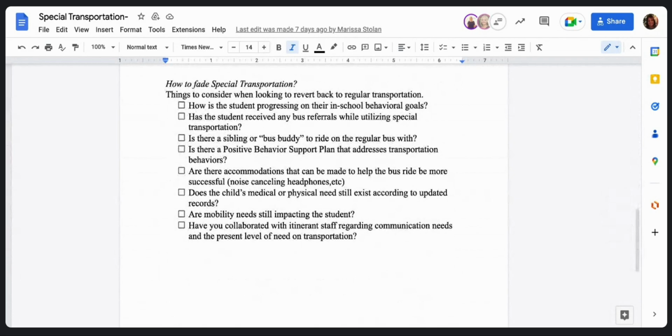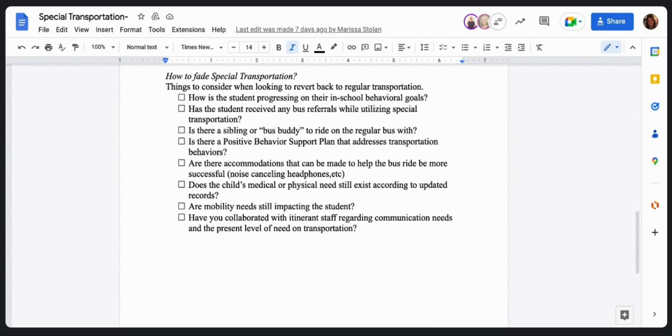So I think one of the hardest decisions to make is when to fade special transportation, because I think we've all been in those situations where we have a 7th grader and we're like, why in the world is this kid still getting special transportation? Why is he still on a van? Or even just having that conversation as students go from preschool to kindergarten. Maybe in preschool they had special transportation because of the time of the programming. Well, now they're in kindergarten, and they can ride the regular bus, so just make sure you have those conversations. So we included some things to consider when looking to go back to regular transportation.